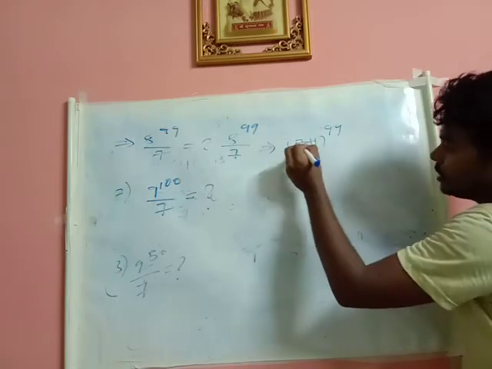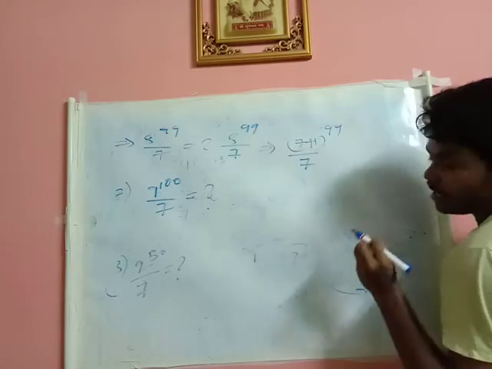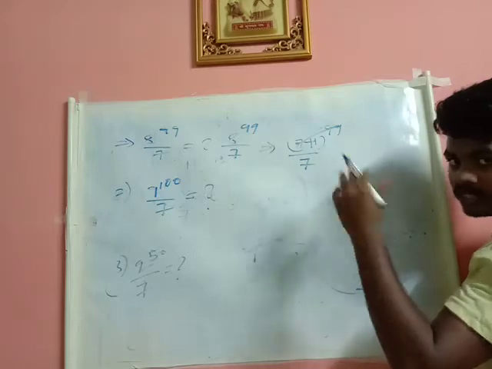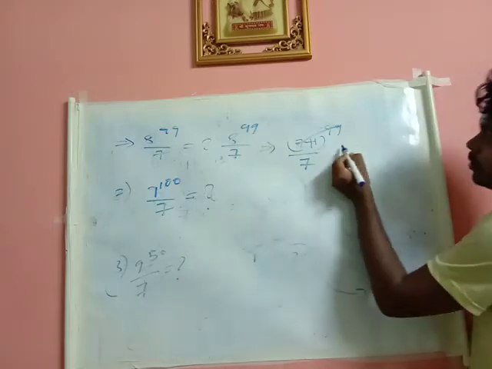Now see, here you are having 7, here you are having 7. So you just cancel the 7 power 99, you just remove it from this. Now what will we be having?